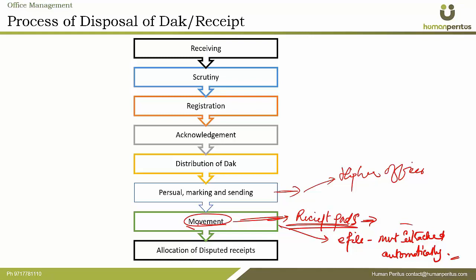Allocation of disputed receipts. Now you will understand what is movement of receipt. Movement of receipt can be internal, within the section, if the DAC has to be handled by the higher officer or the SO himself or any other officer for that matter. That is internal movement. An external movement comes up here: allocation of disputed receipts. What is a disputed receipt? It is a receipt which is missent to a department which is not concerned, which is not related to that particular section of the department.